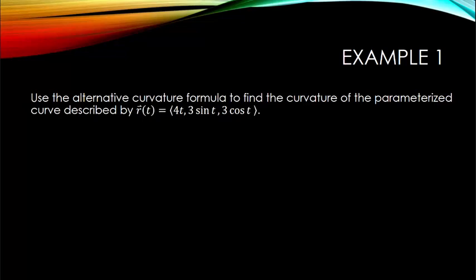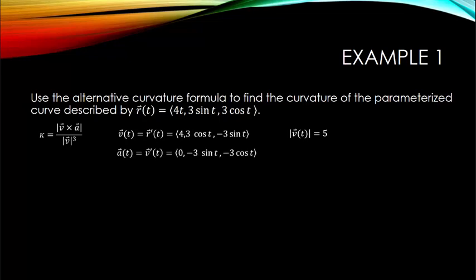Let's use this alternative formula for curvature to find the curvature of the parameterized curve described by the vector r of t is equal to the components 4t, 3 sine t, and 3 cosine t. The alternative curvature formula is written as kappa is equal to the magnitude of v cross a over the magnitude of v cubed. V of t is given by r prime of t, and that just gives me the components 4, 3 cosine t, and negative 3 sine t. The magnitude of the velocity is 5.